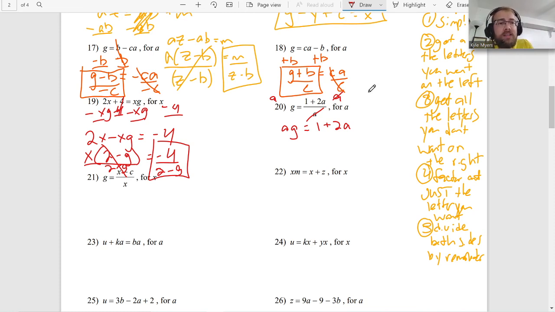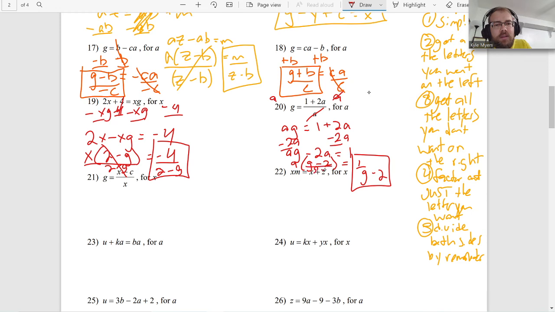I need to get all the letters I do want on the left. All right, so I want to get this guy on the left. Minus 2a. The 1's already on the right, so we're good there. ag minus 2a equals 1. Factor out just the letter I want. Okay, and then I divide both sides by g minus 2. All right, I didn't really have space for it, but g minus 2 cancel. So it's 1 over the quantity g minus 2. That's it.